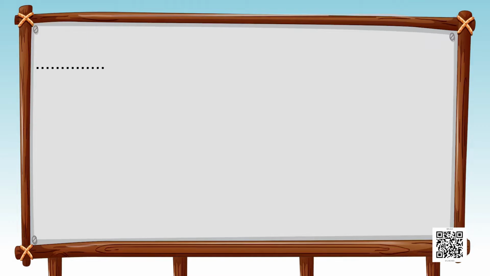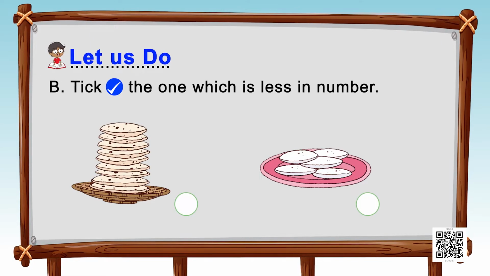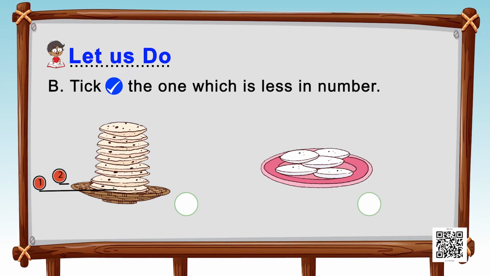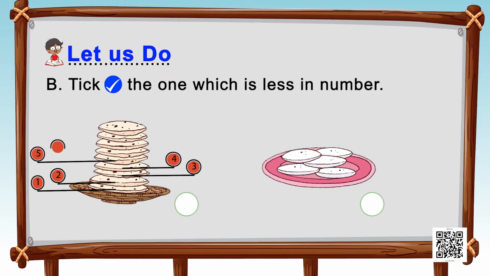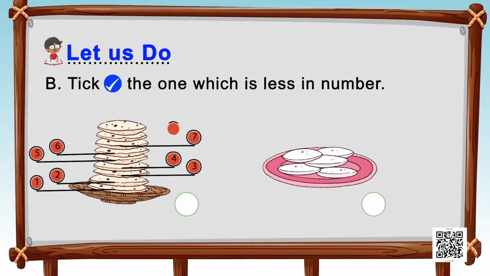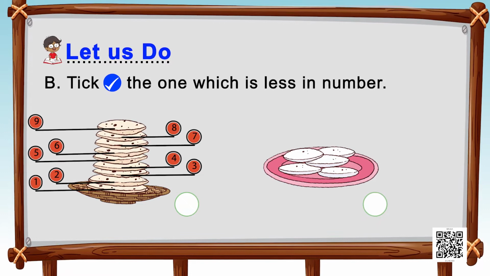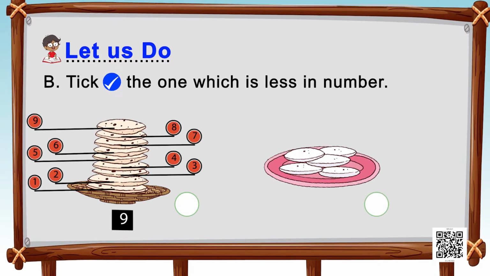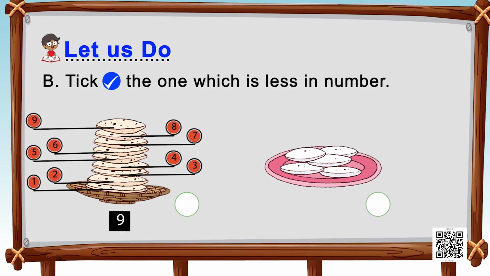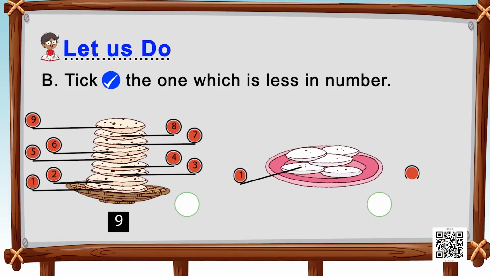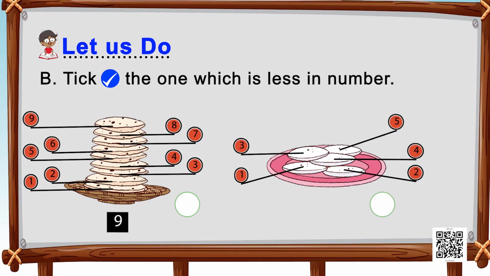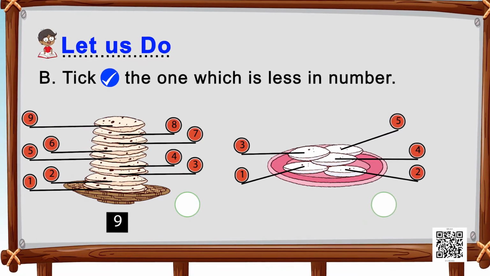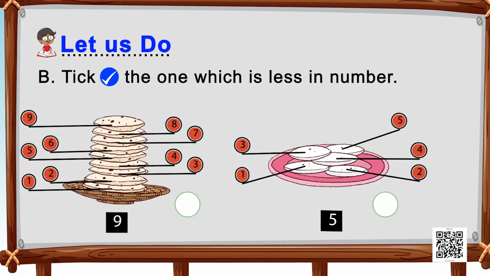Next, we have chapatis and idlis. Let's count the number of chapatis we have. 1, 2, 3, 4, 5, 6, 7, 8, 9. We have 9 chapatis. Now idlis, we have 1, 2, 3, 4 and 5. So we have 9 chapatis and 5 idlis.